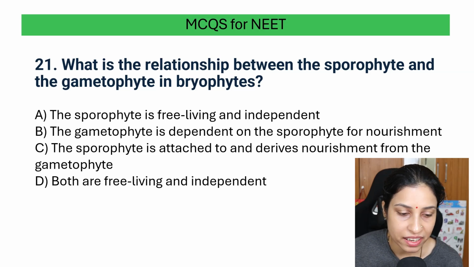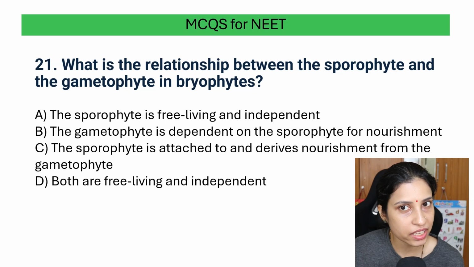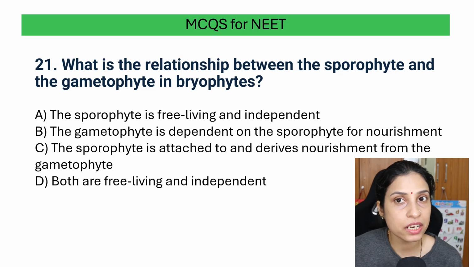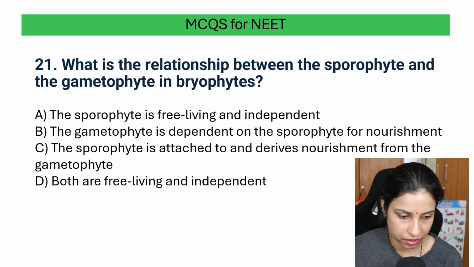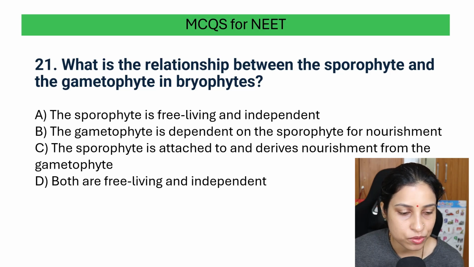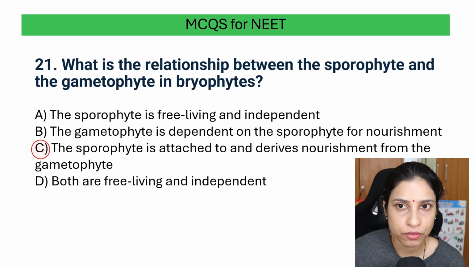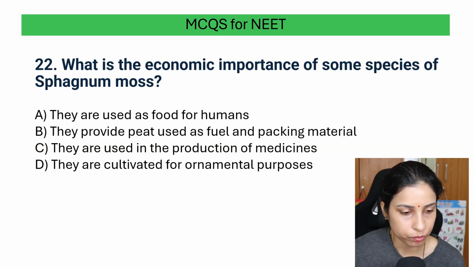The sporophyte is attached to and derives nourishment from the gametophyte. Yes, the sporophyte is attached to the gametophyte and derives the nourishment from the gametophyte. This statement is correct. Both are free living and independent. No, this statement is not correct. So, the correct answer is option C. The sporophyte is attached to the gametophyte and derives nourishment from it. Okay, the gametophyte nourishes the sporophyte.